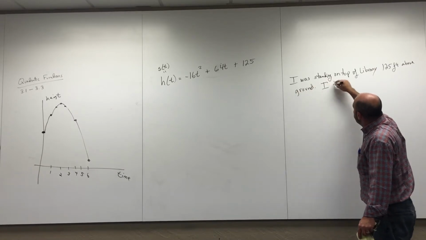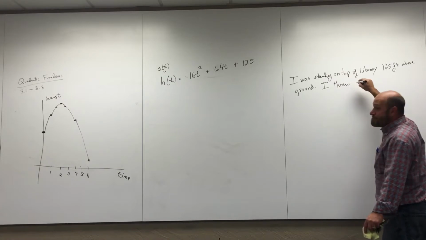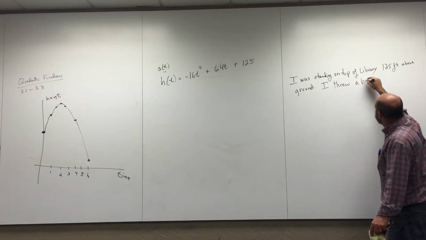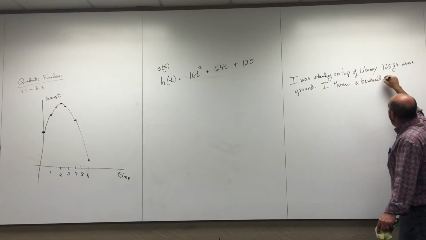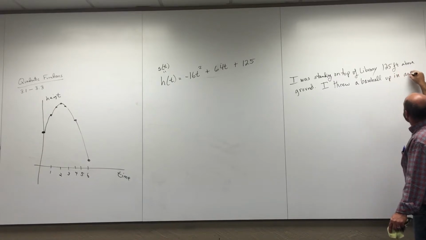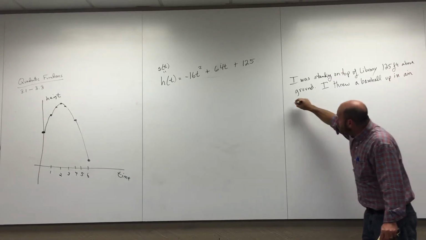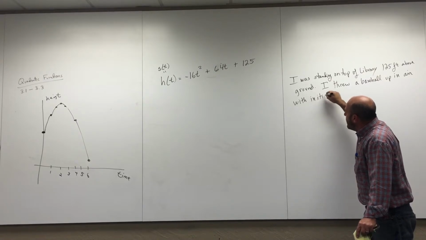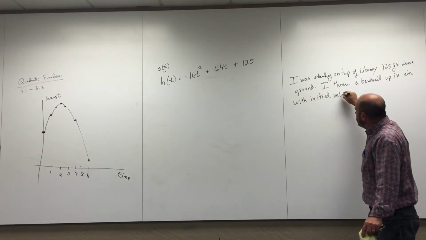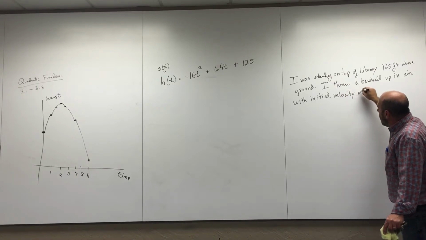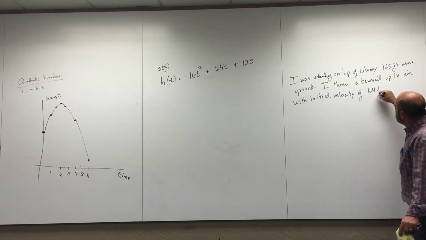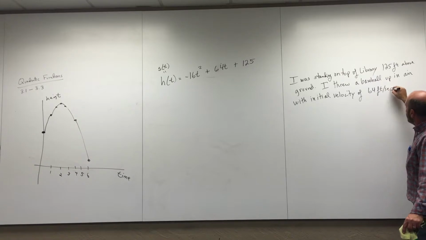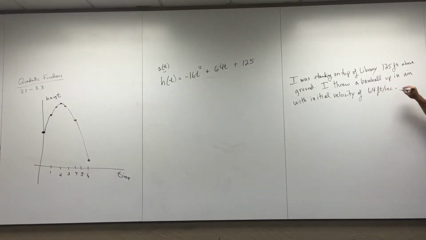I threw a baseball up in the air with an initial velocity. That's just the initial force I threw it up with, an initial velocity of 64 feet per second. Do you see those numbers in the problem? Mm-hmm. Yeah.